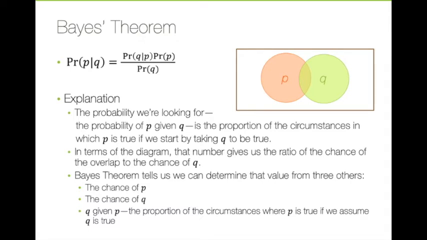In terms of the Euler diagram, that is the ratio of the overlap of the circles to the whole Q circle. What Bayes' theorem does is it tells us we can calculate that ratio if we know three other values: the chance of P, the chance of Q, and the chance of Q given P. That's the proportion of circumstances where Q is true if we are operating under the assumption that P is true.